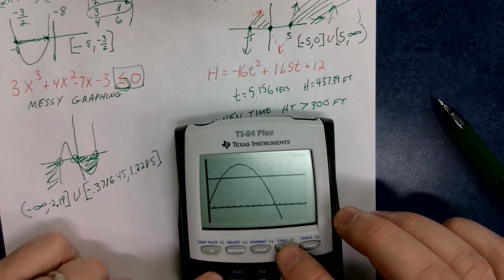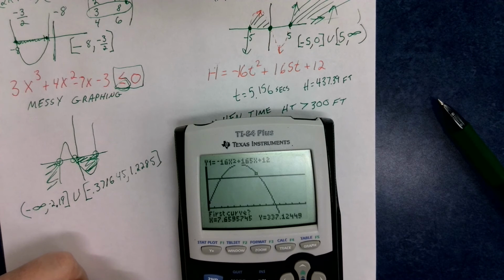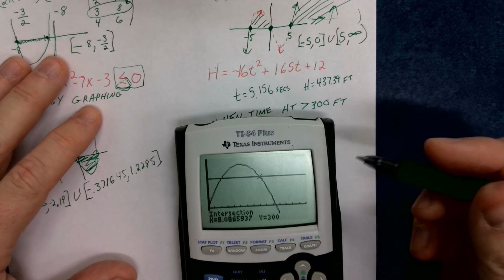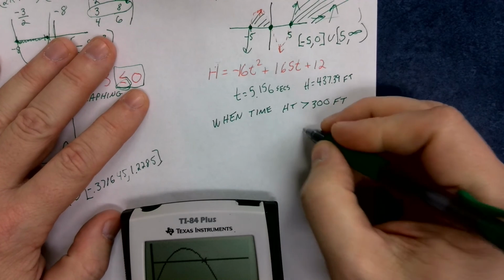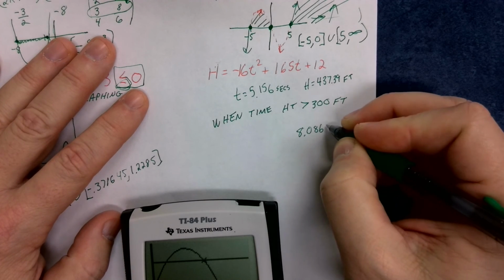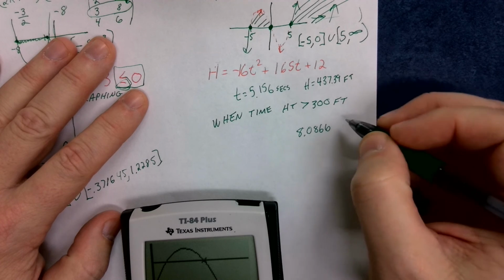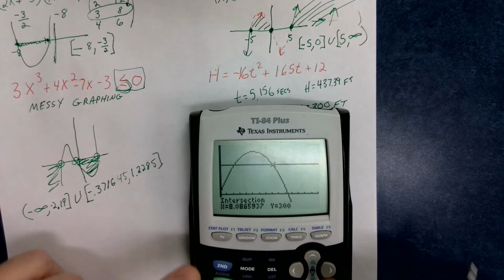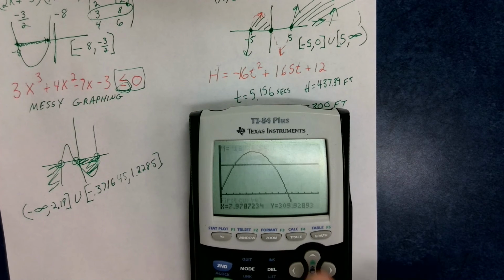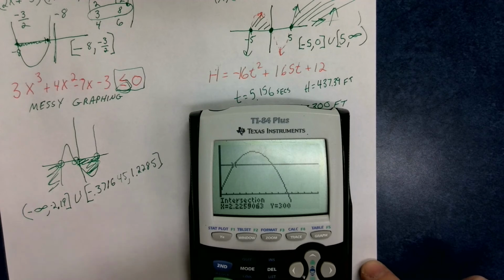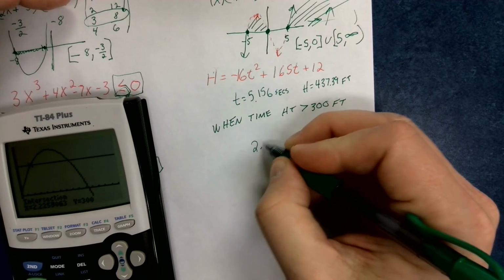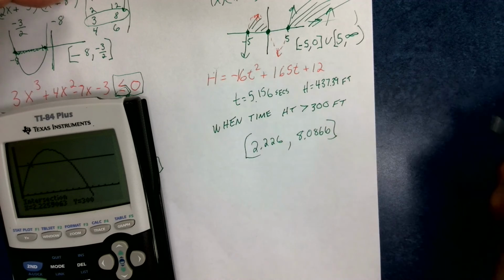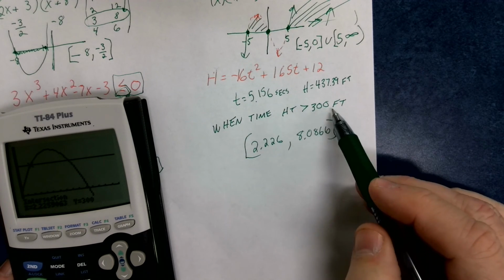So how do I get that? That's an intersection. So second trace, number 5, intersection, enter, enter, enter. 8.0865 seconds on one boundary. I'll go 8.086 seconds for one. And let's do the other boundary. Second trace, number 5, intersection. Just move your cursor closer to the other intersection point, three enters, and you can see the other time is 2.226. So we go here, 2.226.